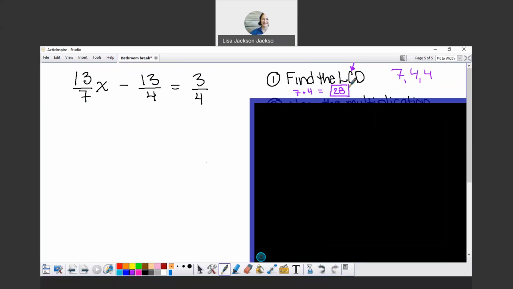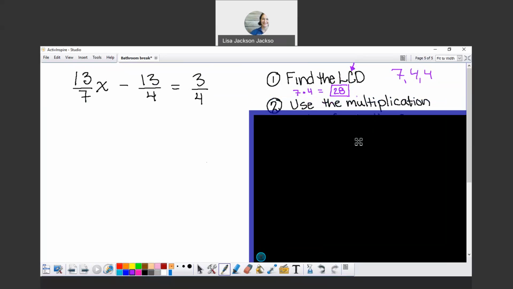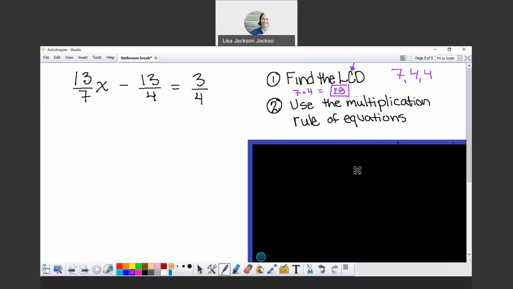What do we do with it? Again, we are not going to rename these fractions. What we will do is use the multiplication rule for solving equations. We are instead going to multiply both sides of this equal sign by the LCD of 28. Now this is a whole number, so we're multiplying the top by 28. If I multiply one side of an equal sign, I must multiply the other by the same thing. That's the rule. That's working in our favor right now.